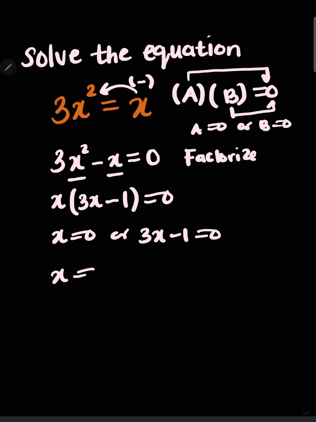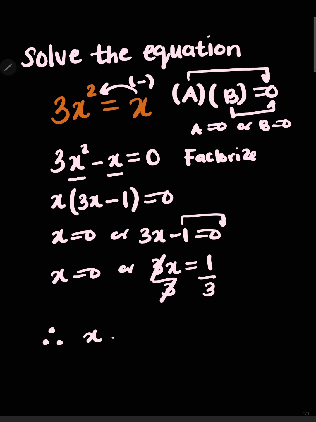So x equals 0, or we take negative 1 to the other side, it becomes positive 1. Then we divide by 3 both sides. So you can see that x here is 1 over 3. We now conclude and say, therefore, x is equal to 0 or x is equal to 1 over 3.